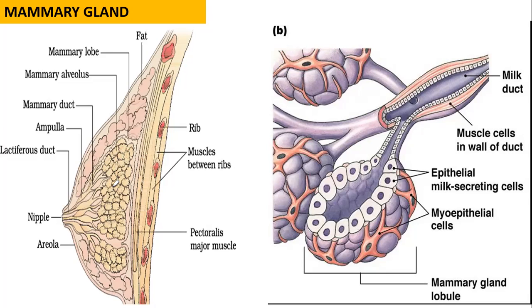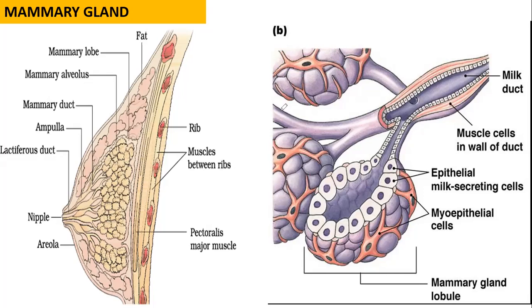The glandular tissue of each breast is divided into 15 to 20 mammary lobes. How many mammary lobes are there? 15 to 20 mammary lobes are there. These contain clusters of cells called alveoli, alveolus.